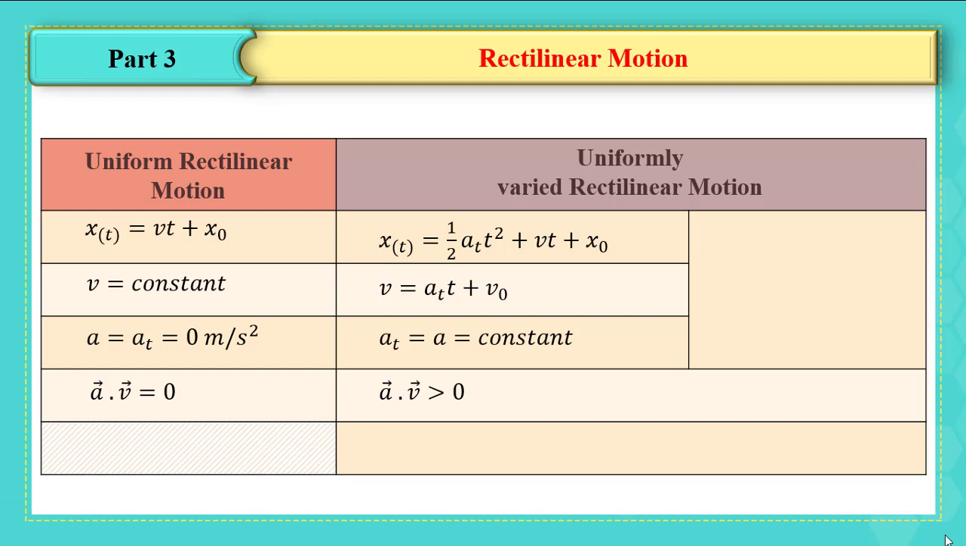Remember that when a vector dot v vector is positive, the motion is uniformly accelerated rectilinear motion, and when a vector dot v vector is less than 0, the motion is uniformly decelerated rectilinear motion. At last, v final squared minus v0 squared equals 2 a d, which we call the time-independent equation.